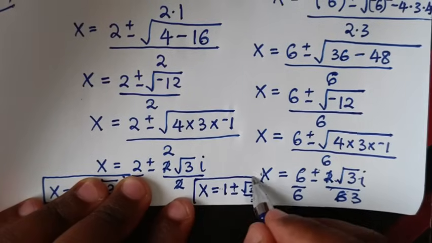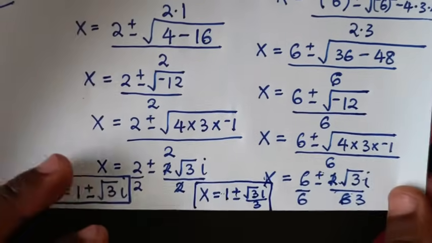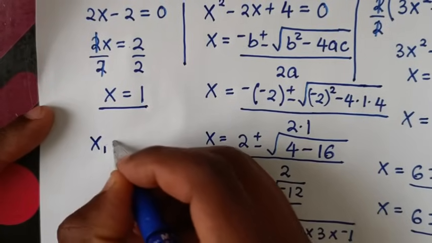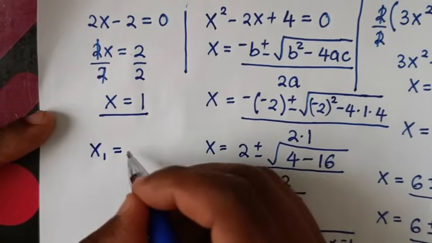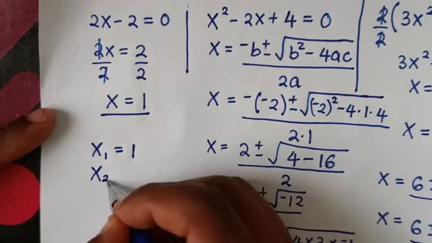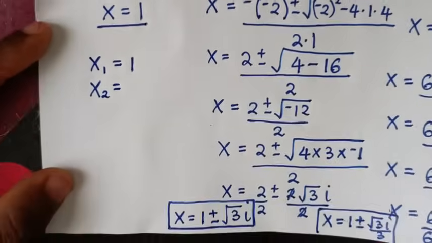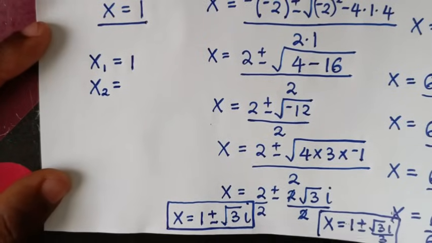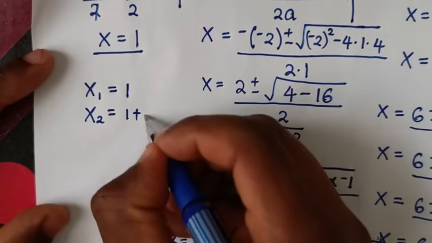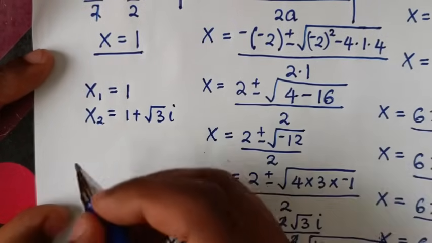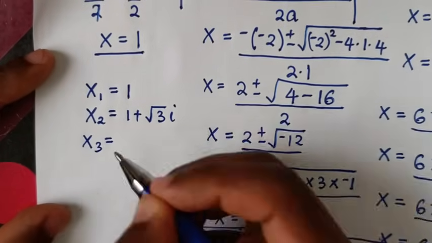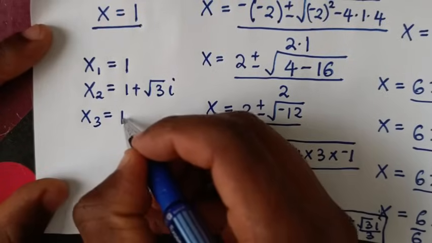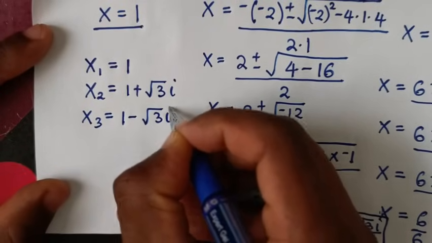So also here we have two solutions. Therefore our conclusion: the first value of x is equal to this real solution, which is 1. The second value of x is equal to, when it is positive, 1 plus square root of 3 i. So here 1 plus square root of 3 i. The third value of x is equal to 1 minus square root of 3 i. So 1 minus square root of 3 i.